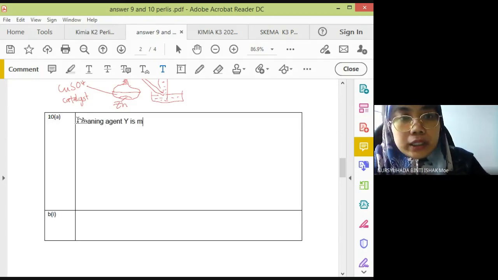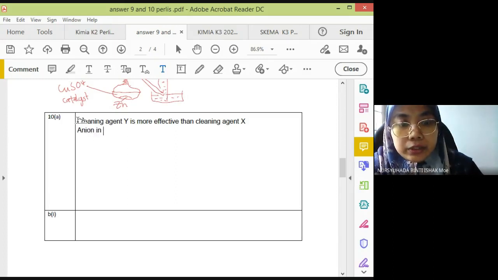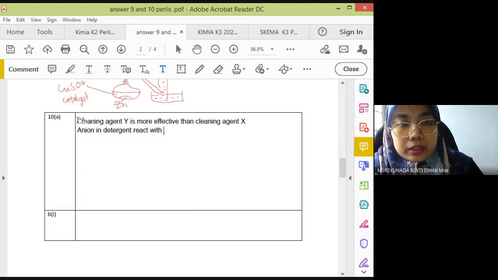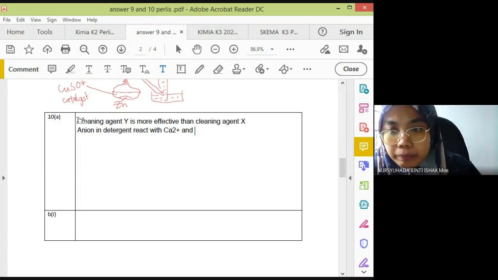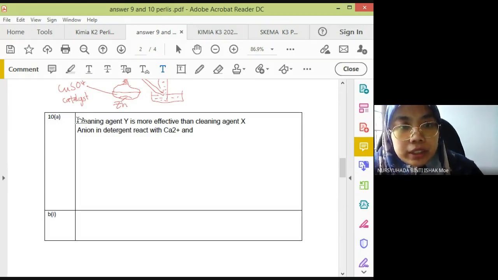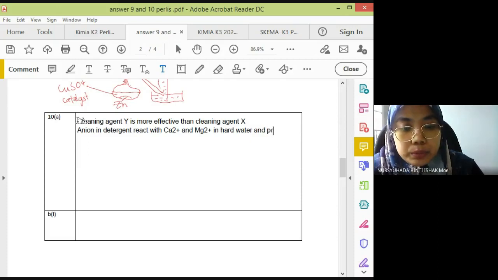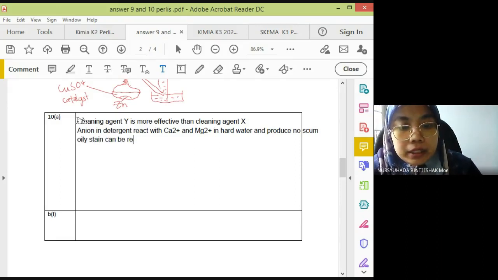Cleaning agent Y is more effective than cleaning agent X. 1 markah. And then markah kedua, an ion in detergent react with Ca2+ and Mg2+ in hot water and produce no scum. Okay. Next point yang ketiga, oily stain can be removed.